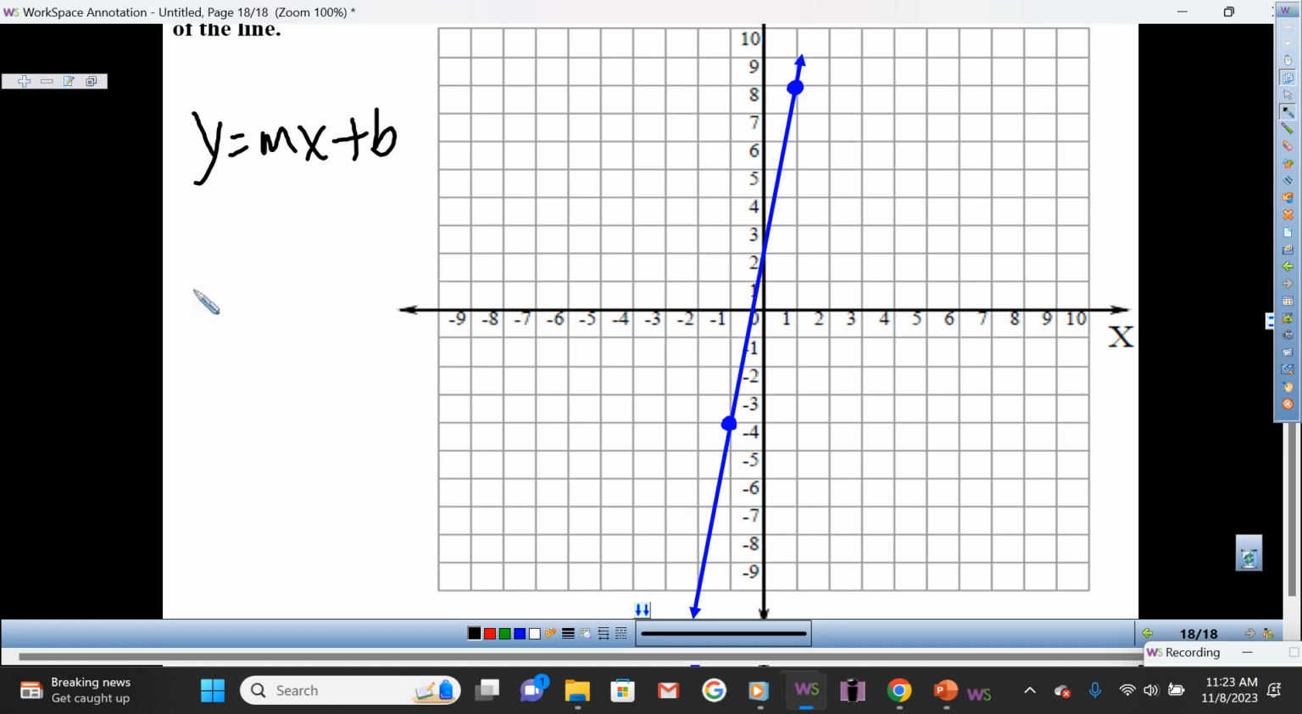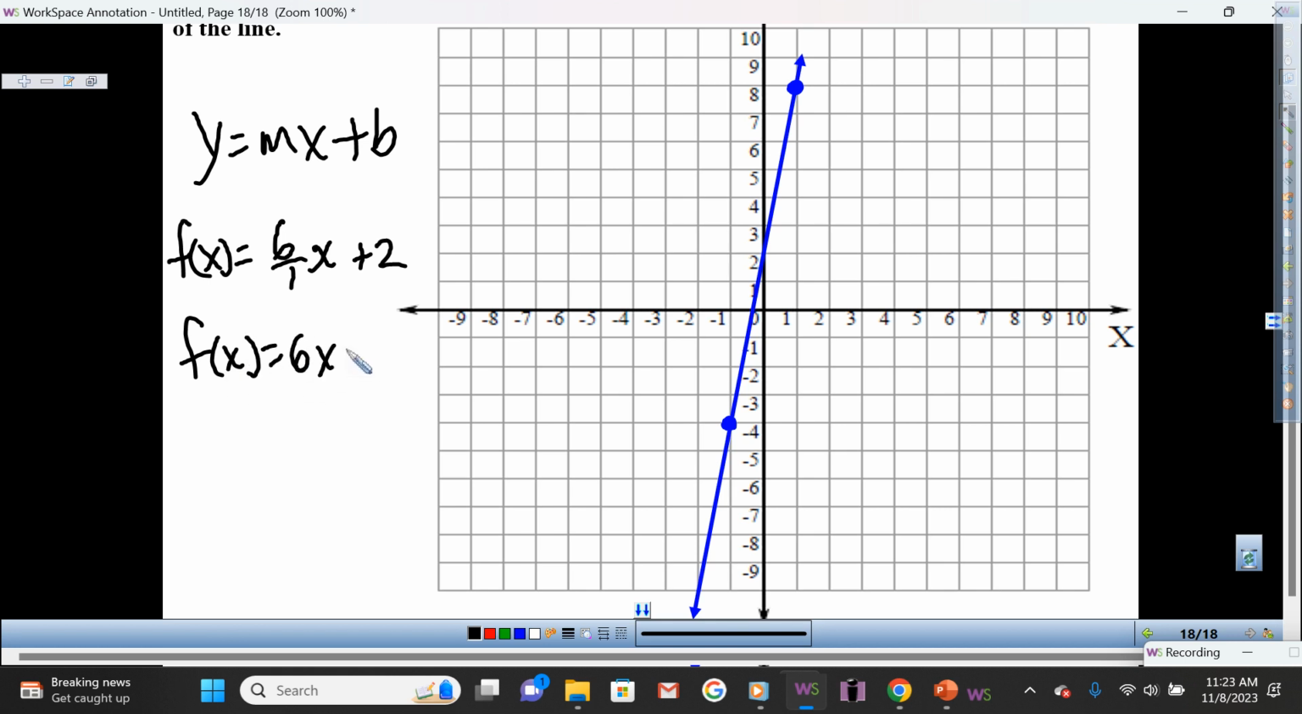Equation. Selena, go. F of x, 6 over 1x plus 2. Hands if you got that. Close, but can we just simplify this to 6x? Yes, f of x equals 6x plus 2. That is correct. From 1 to 5, how comfortable are you getting the equation from a graph? Yes? Okay. So, and that brings us to this next one.